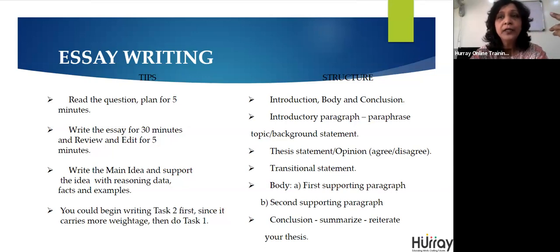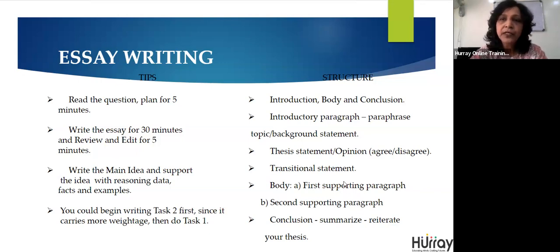Suppose it is an advantages and disadvantages essay. In the first body paragraph, you give one advantage with an example. In the second body paragraph, the disadvantages. If it's a problem solution essay, in the first body paragraph, you give the problems with the reasons and causes. In the second body paragraph, you give the solutions and suggestions.